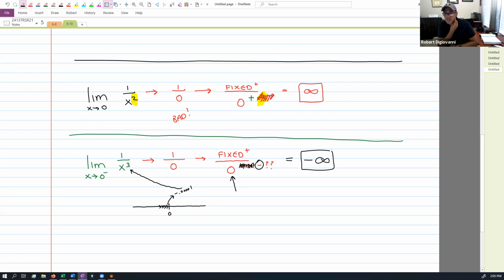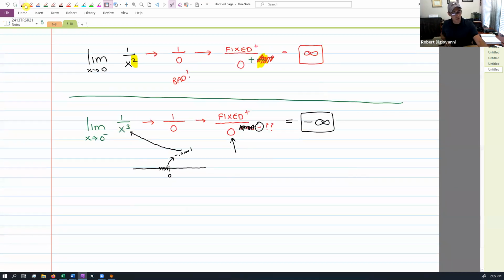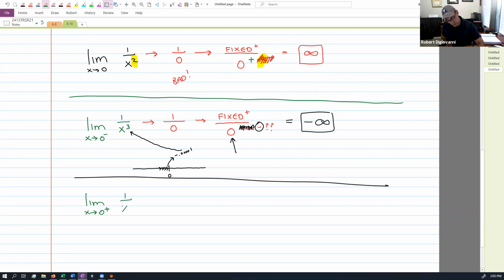Make sense? What if I change the direction from which we approach zero? Let me do the same. Let's do the same problem. Limit as x approaches zero from the right this time of 1 over x cubed.